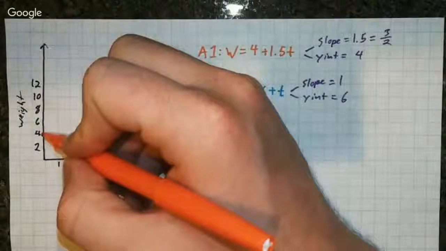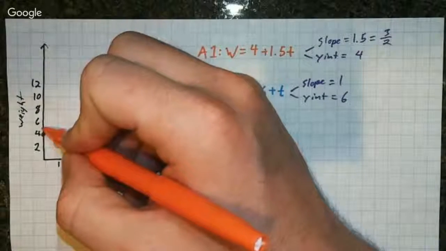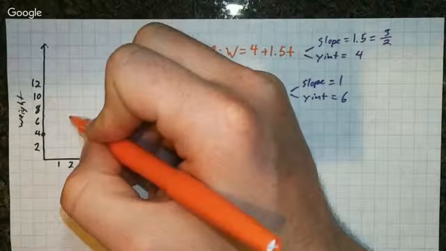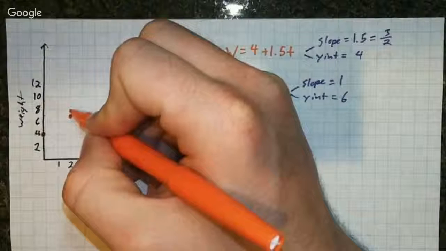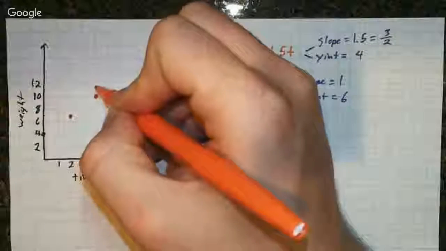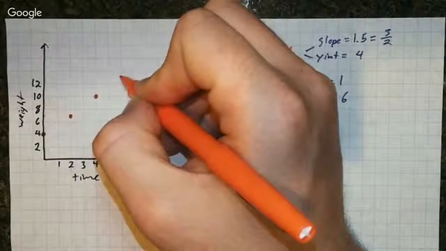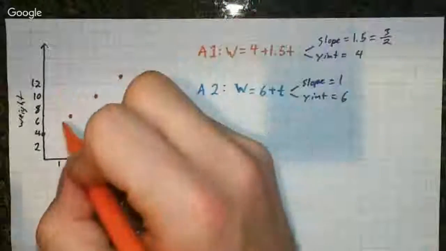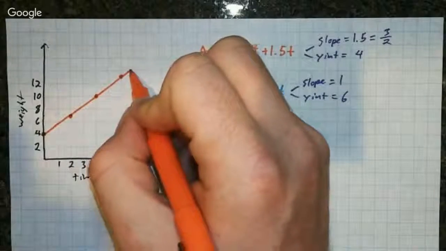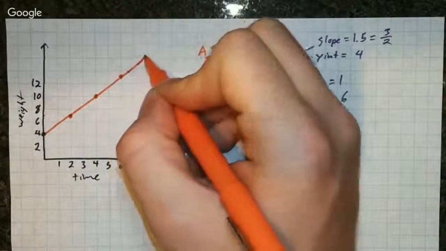So remember, I'm counting by 2 here, so I need 1, 2, 3 over 2. 1, 2, 3 over 2. I have my growth rate for my alligator 1. And on and on and on.